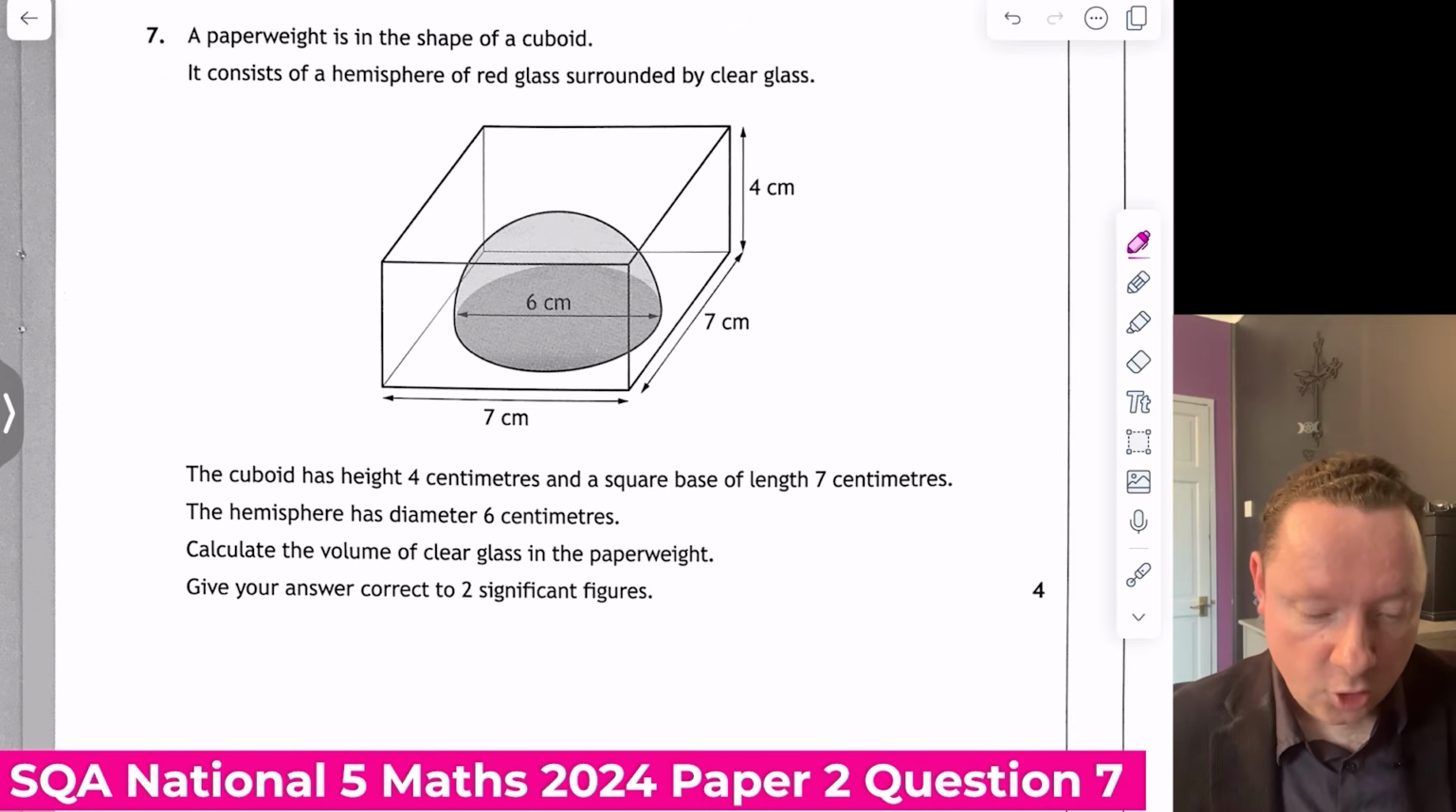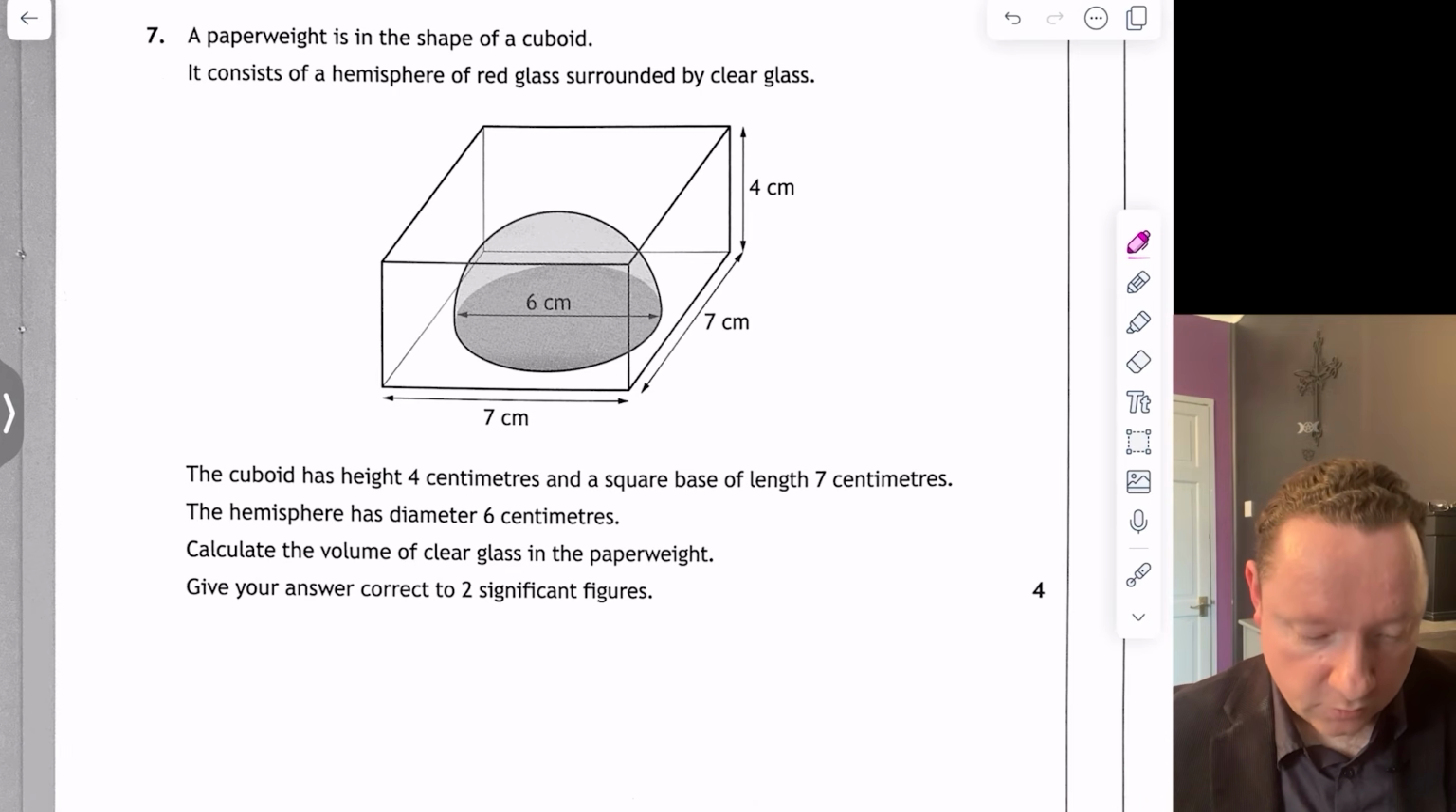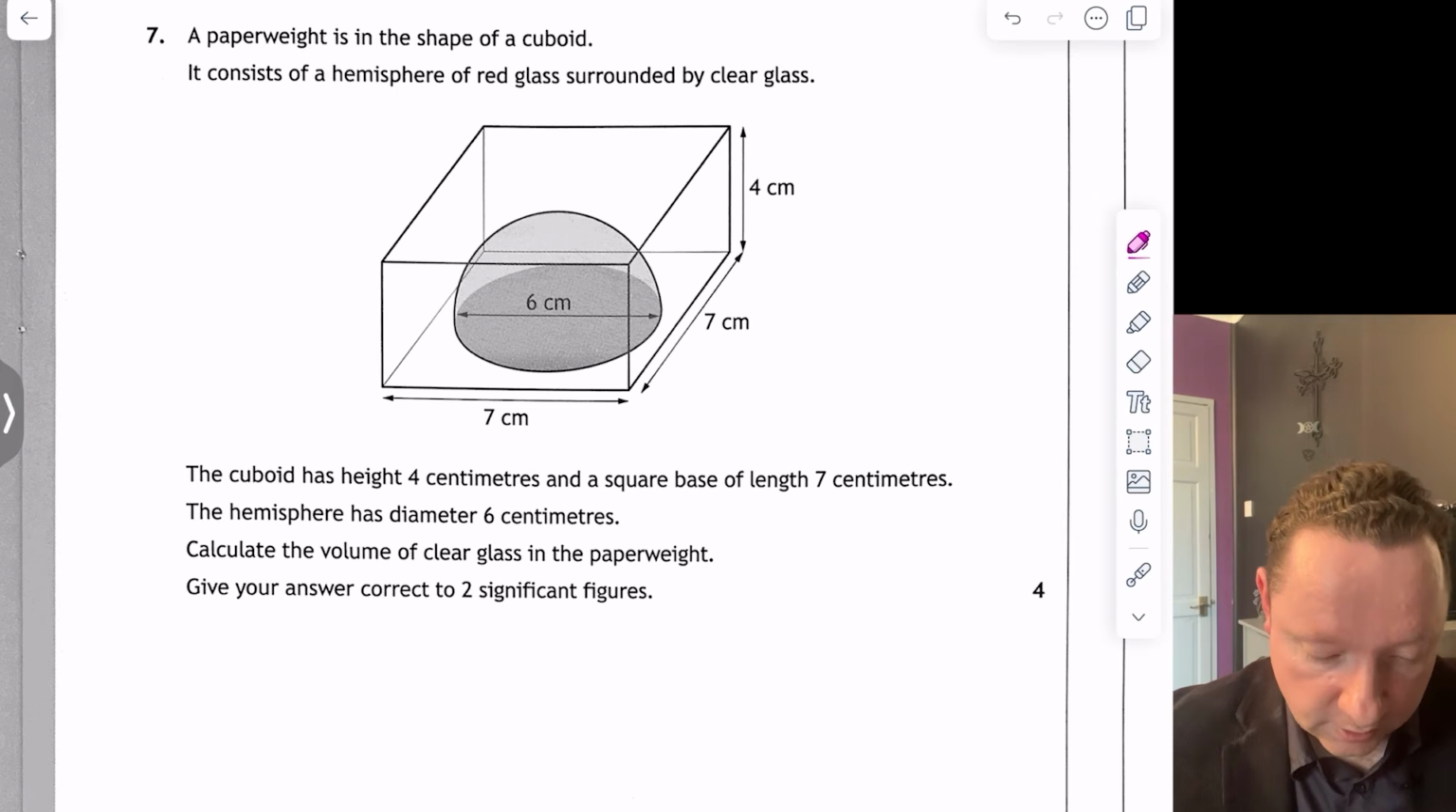Maths 2024, paper 2, question 7. A paperweight is in the shape of a cuboid. It consists of a hemisphere of red glass surrounded by clear glass. The cuboid is 4 centimeters with a square base of 7 by 7. And the hemisphere has a diameter of 6. Calculate the volume of the clear glass in the paperweight.